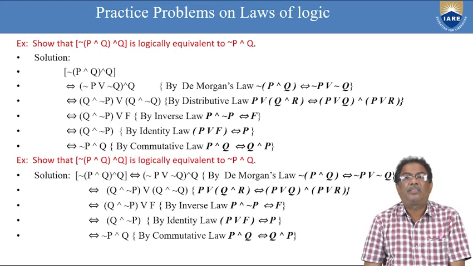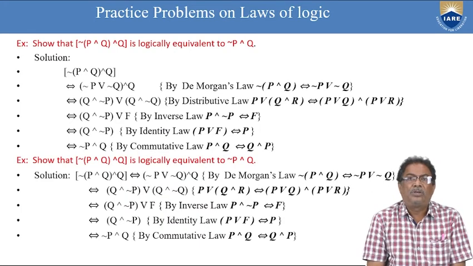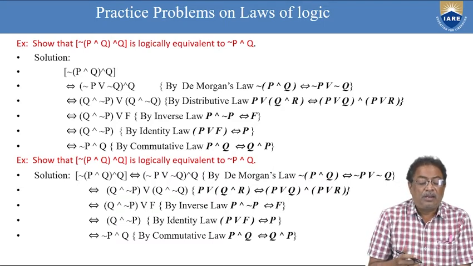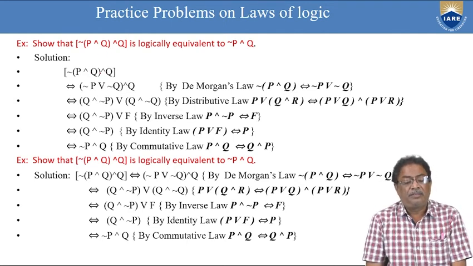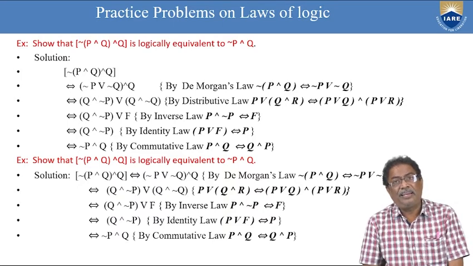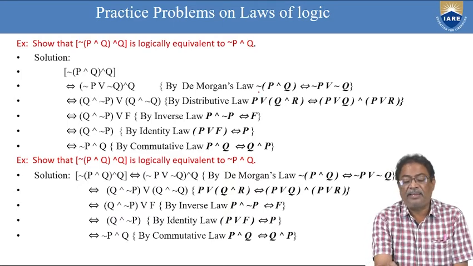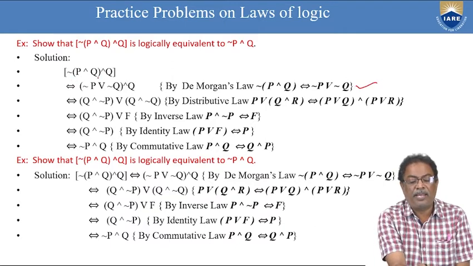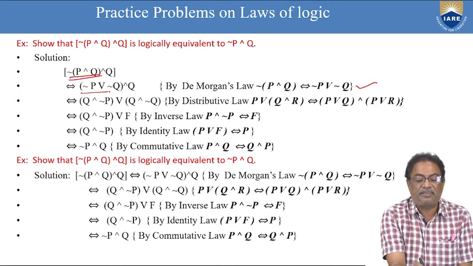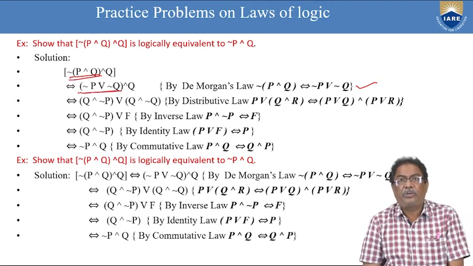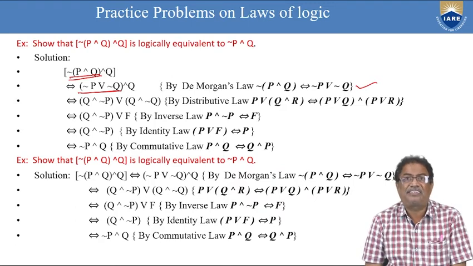Now let us go for the other problems. Show that this is logically equivalent to this. Now, first one, we are going to consider the given compound proposition is this. Then just apply taking negation inside. So apply De Morgan's law. Sending negation inside, this is reduced to this. And Q I am not disturbing. Q will be the same as it is.